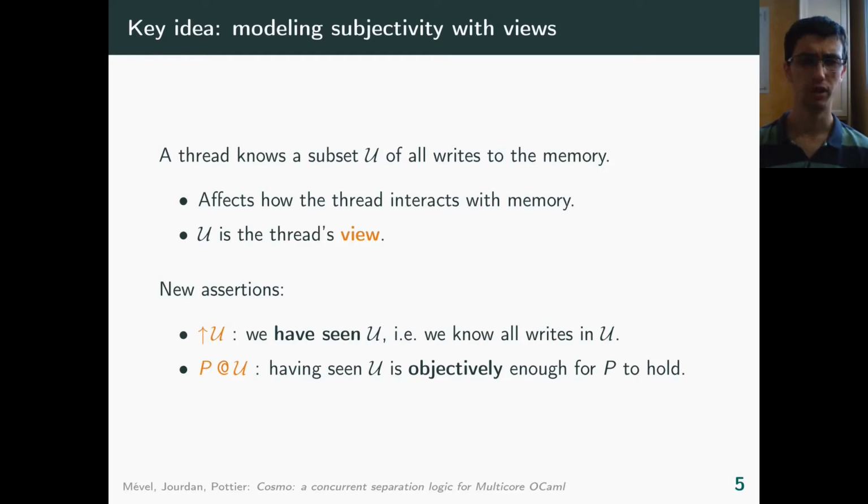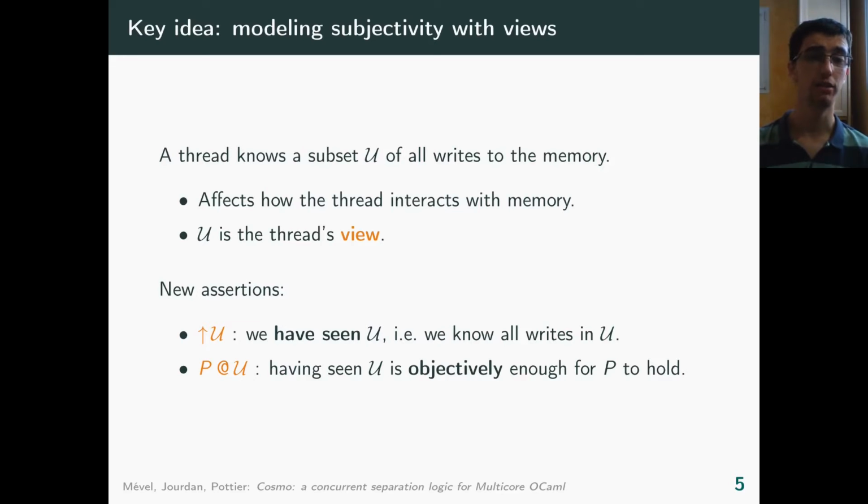It means that P holds in the eyes of any thread which has seen u. For example, let's say that P relies on knowing a given write event, then it requires the current view to contain that write event, so certainly P is subjective. But instead, we can assert that whatever the current view is, if it contains that write event, then P holds. And by saying this, we do not depend anymore on the current view, so saying this is objective, even though P may be subjective. And that's what P at u means when u contains the given write event.